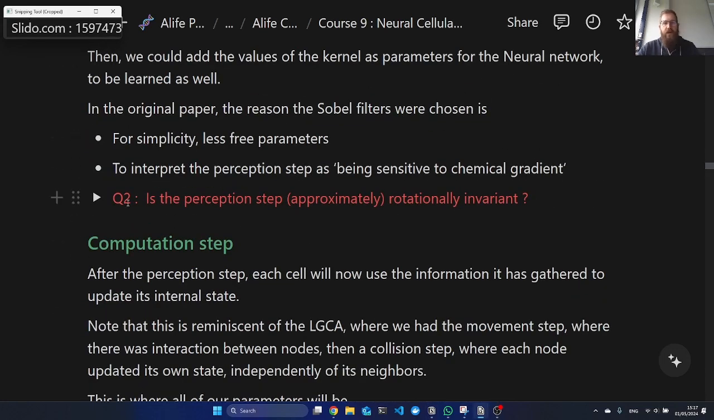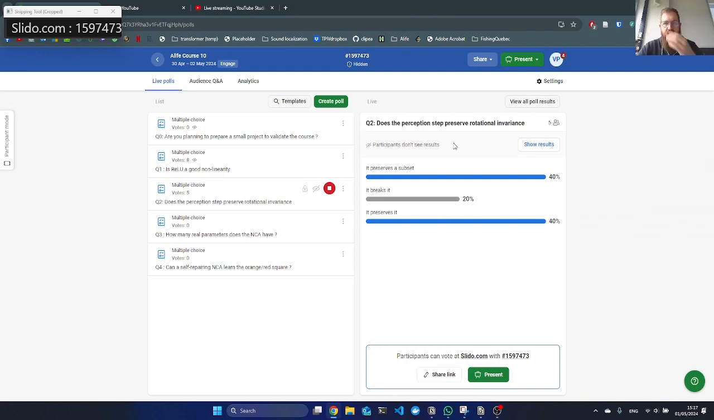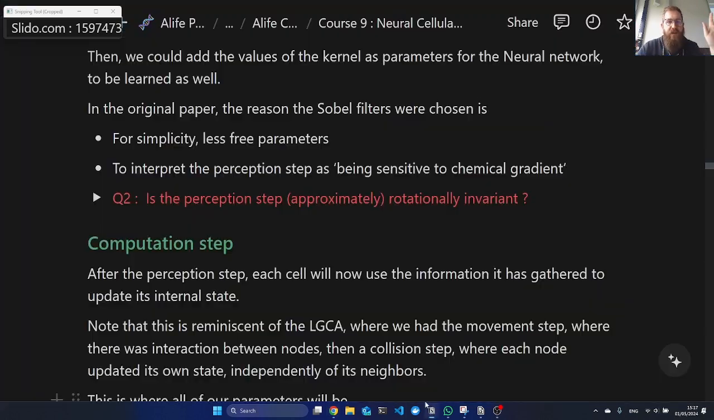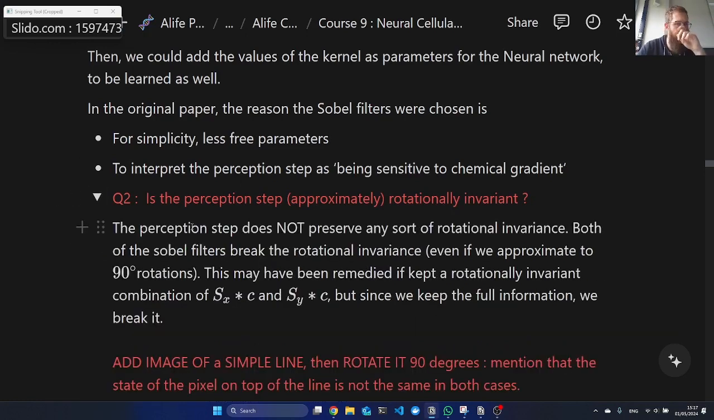So where were we? Yeah, so this question here, there haven't been that many answers, but I assume it's because people are a bit confused. So the question is: is the perception step rotationally invariant? And I would say that the correct answer is that it breaks it, but maybe the question was a bit misleading. So the perception step breaks rotational invariance.